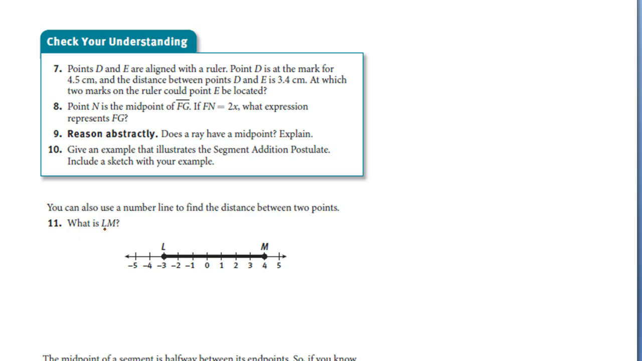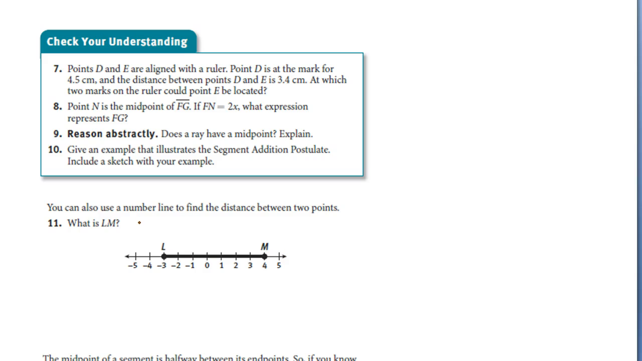Number 11, what is length LM? What is the distance from L to M? So on the number line, we know that L is at -3. We know that M is at 4. We could count the units. That's certainly one way to do it. But if they're really far apart, that's not practical.